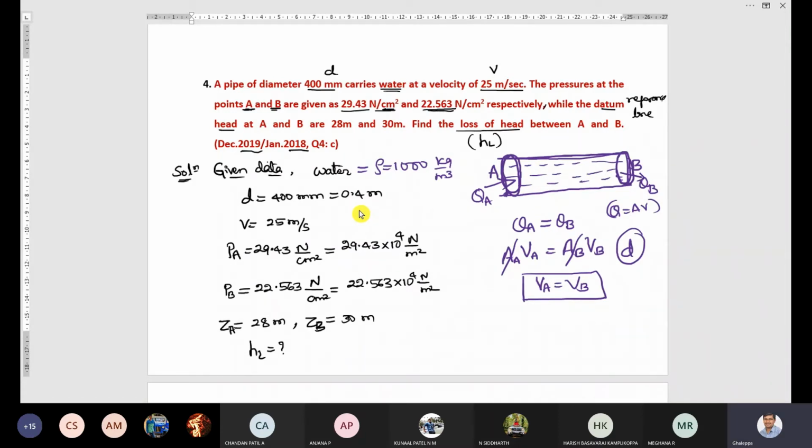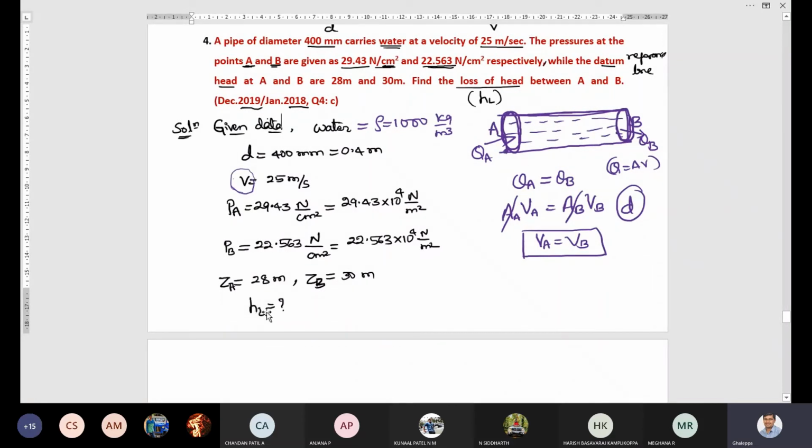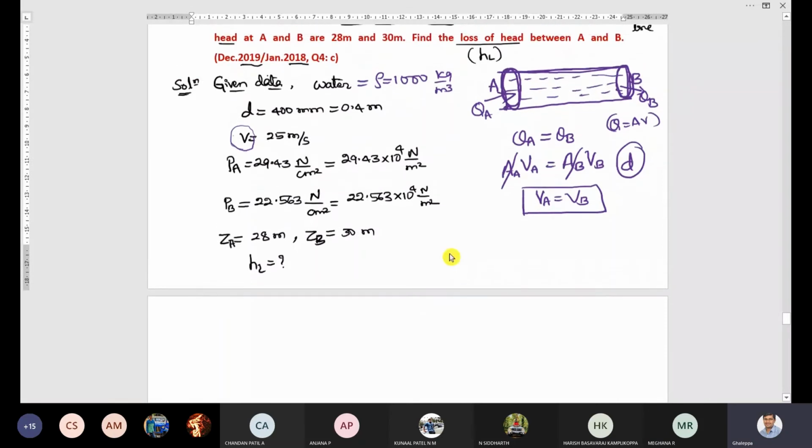Don't get confused that he has not given whether the velocity is at point A or at point B. Don't get confused in solving such types of numericals. Remember this point: if the diameter of the pipe is the same, then the discharge will remain the same, and using the continuity equation, the velocity will remain the same. So we have to find the value of HL. Now I will write Bernoulli's equation.